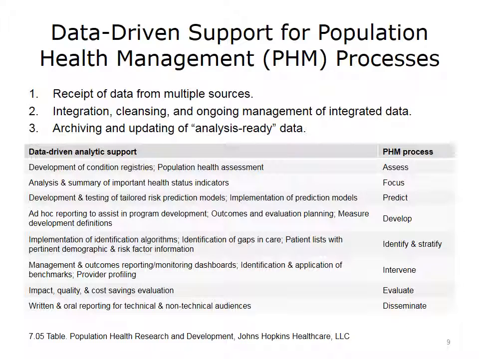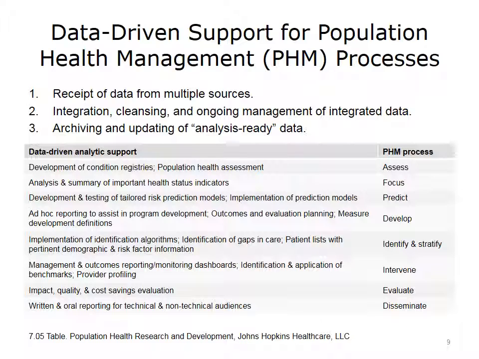We identify and stratify individuals. So we get down to the specific patient level. We implement our identification algorithms. We identify gaps in care. For example, we may look at whether there are diabetics who have not had hemoglobin A1C measured in the past year. We also have patient lists with pertinent demographic and risk factor information.